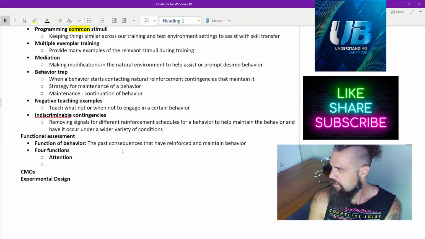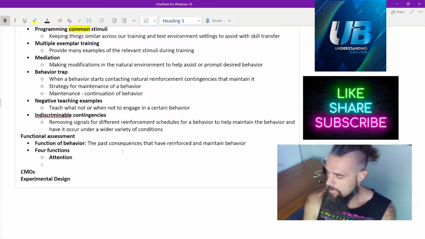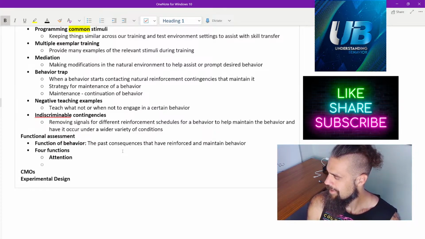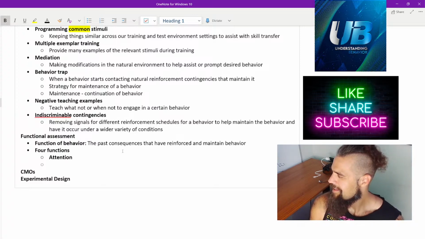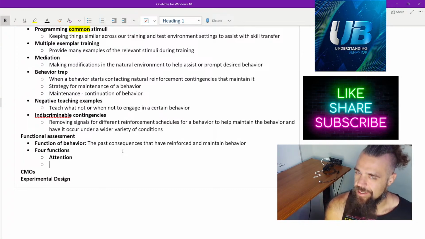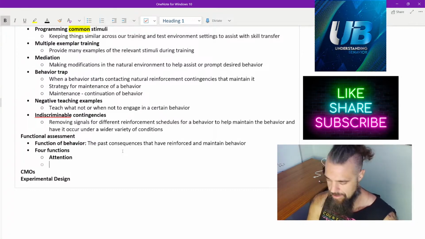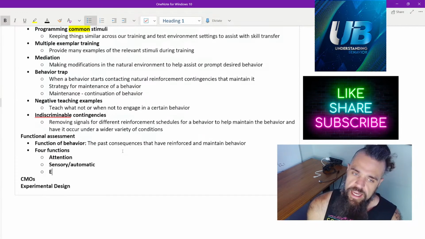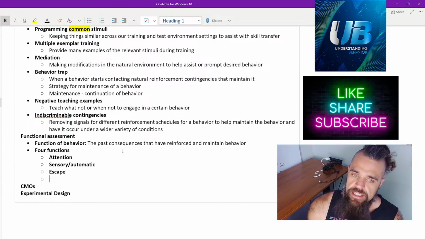Ooh, Robin's got a good list there. Who else got them? All right, let's go add this. Yeah, Natalie, perfect. So function, history of reinforcement of the consequences. Excellent. So yeah, Robin's got a great list there. Thank you so much. So we have sensory or automatic as well, escape, and then lastly, tangible.